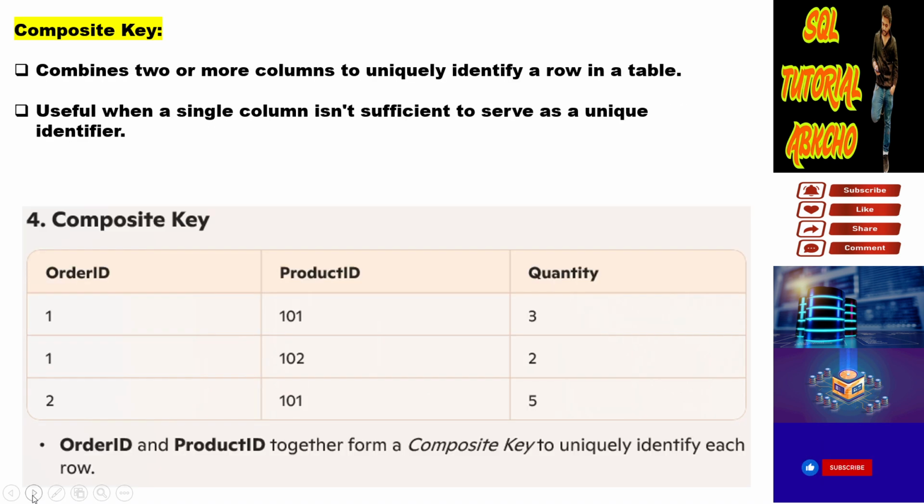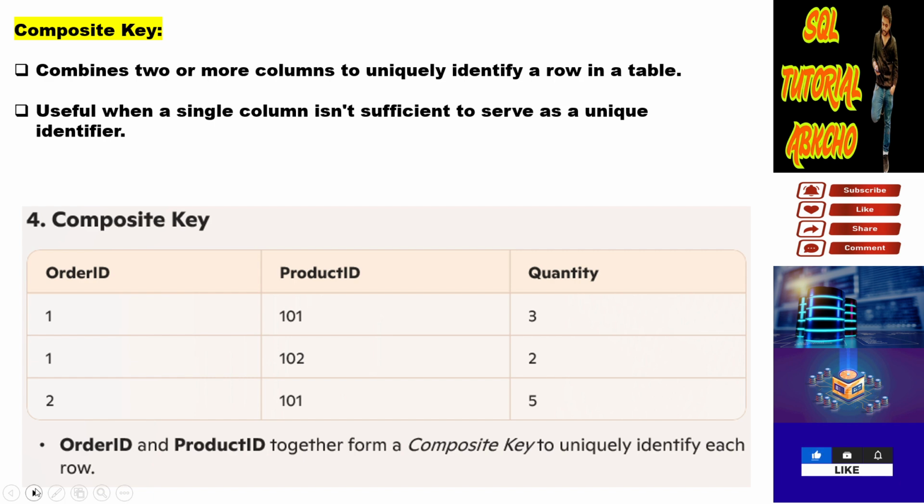Next we have the composite key. What will a composite key do? A composite key combines two or more columns to uniquely identify a row in a table, and it is useful when a single column isn't sufficient to serve as a unique identifier. If in a table a single column is unable to make the rows unique, we can choose a group of columns to make them unique. In the below example, we have the order ID column and the product ID column. Both are non-unique if we check them singly, but the combination of both creates uniqueness. So order ID and product ID together form a composite key to uniquely identify each row.